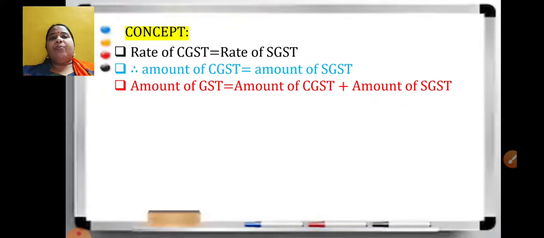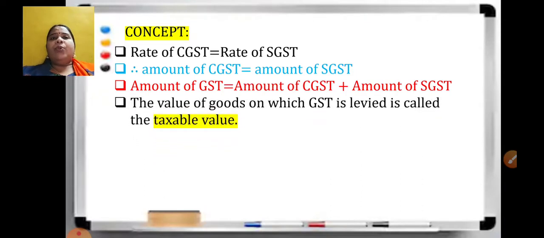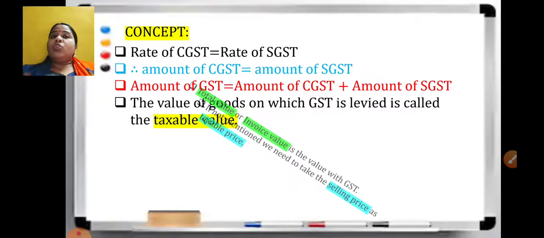Now these were a few important formulas or concepts that we should know. Now let us proceed further. I want you to nicely understand the definition of taxable value. Now what is taxable value? The value of goods on which GST is levied is called as taxable value. Okay? The value on which GST is to be imposed or GST is to be calculated is called as taxable value. Then what is total value?